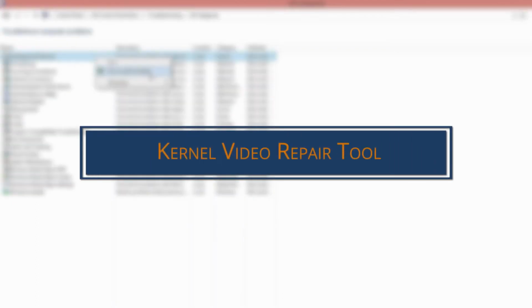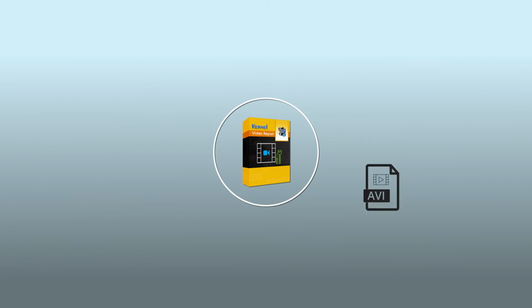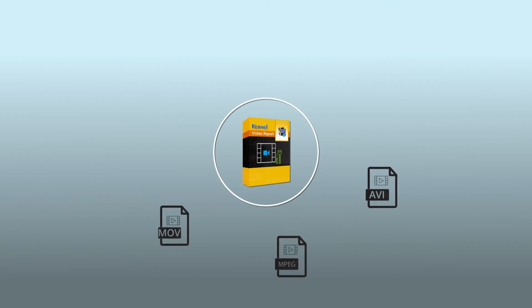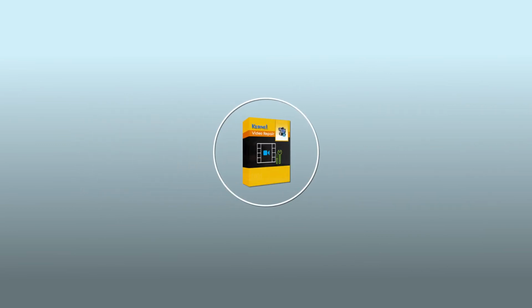Try Kernel Video Repair Tool. Kernel Video Repair is a professional video repair tool that can easily repair corrupted or damaged video files. It supports all popular video file formats such as AVI, MPEG, MOV, FLV, WMV, and MP4. The software repairs video files that are corrupt or damaged due to header corruption, frame header corruption, broken index parts, sound issues, etc. The software uses advanced algorithms to scan the corrupt video file and repair it.